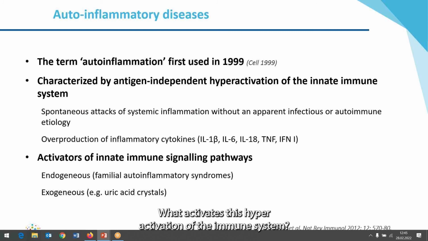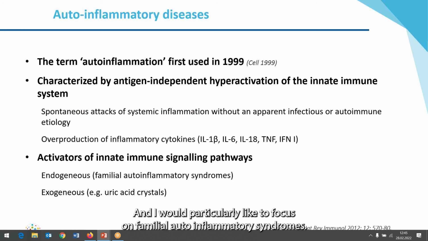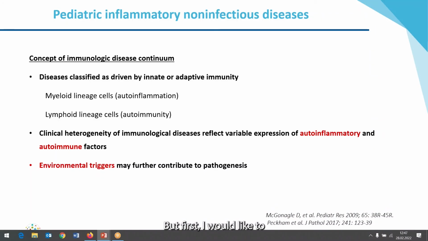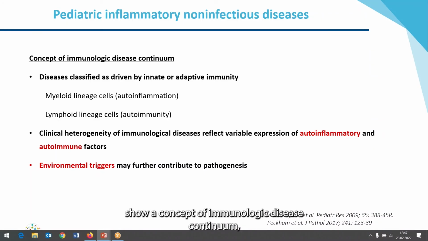What activates this hyperactivation of the immune system? This could be different endogenous or exogenous stimuli, and I would particularly like to focus on familial autoinflammatory syndromes. But first, I would like to show a concept of immunologic disease continuum.